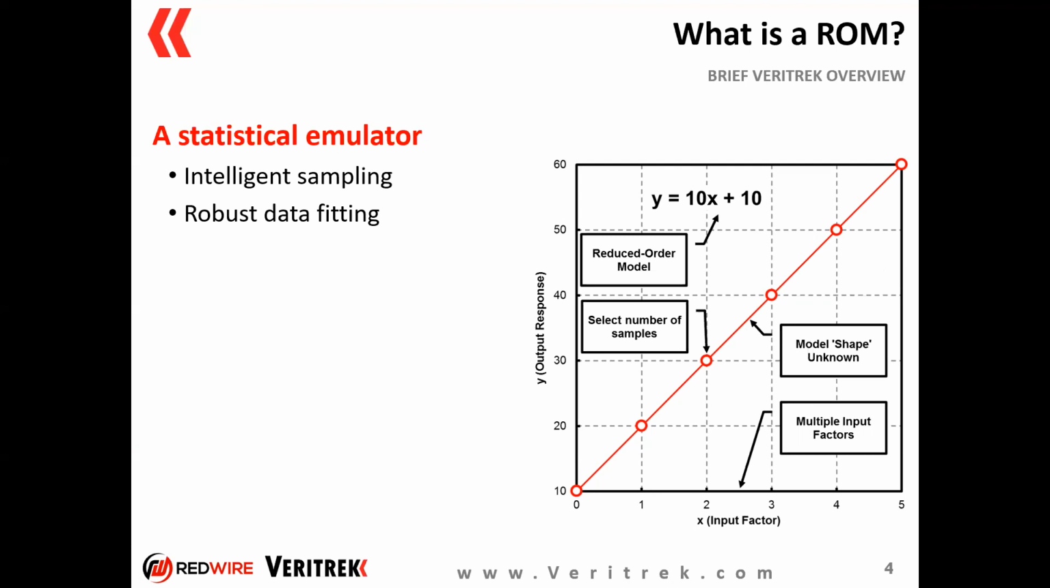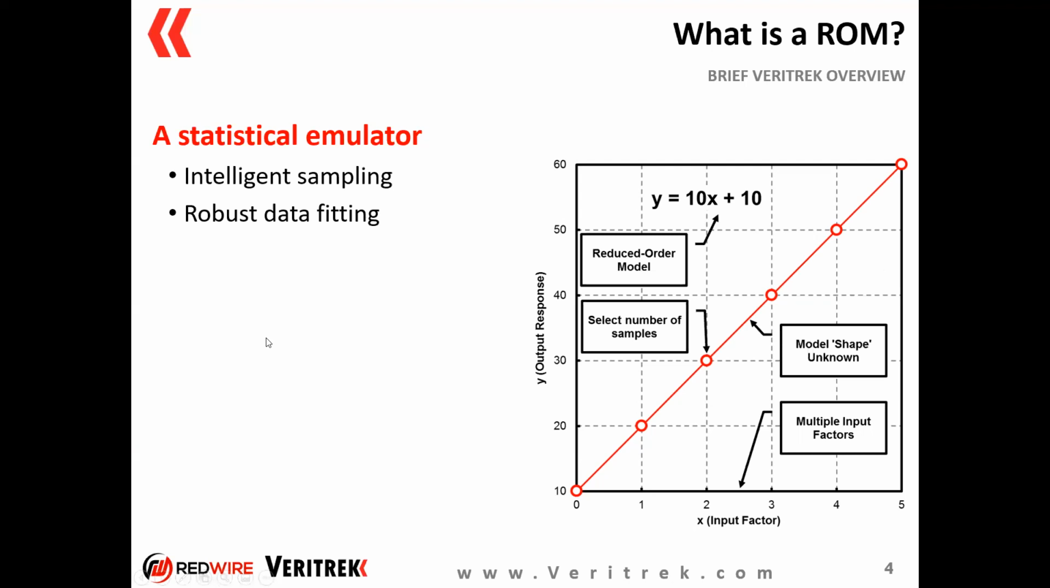We're also dealing with the shape of the data, which is really unknown ahead of time. In this example, it was very obvious it was linear, but we don't always know that with thermal models. And they're typically highly nonlinear, especially with the radiation exchange. And so we need a robust data fitting algorithm, which Veritrek provides.